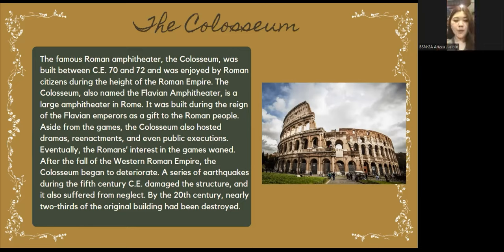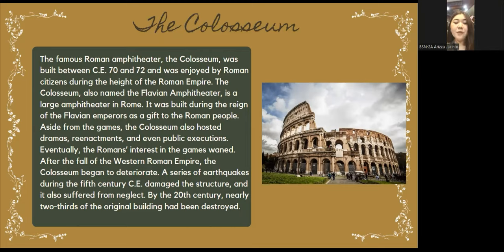Okay, so next is the Colosseum, the famous Roman amphitheater. The Colosseum was built between 70 CE and 72 and was enjoyed by Roman citizens during the height of the Roman Empire. The Colosseum, also named the Flavian Amphitheater, is a large amphitheater in Rome. It was built during the reign of the Flavian emperors as a gift to the Roman people.